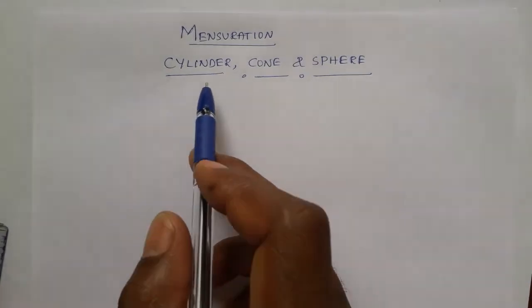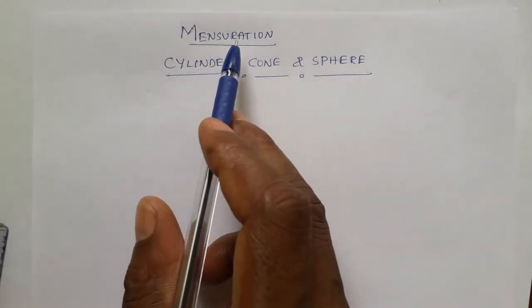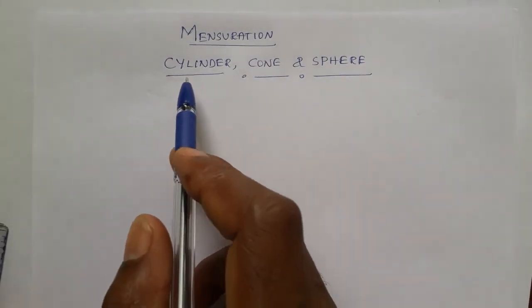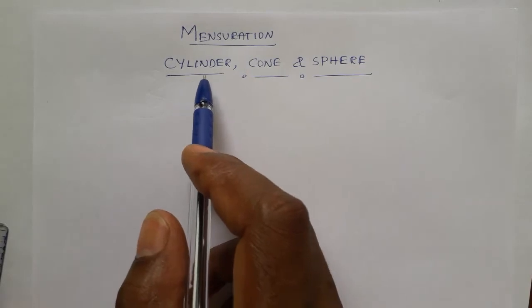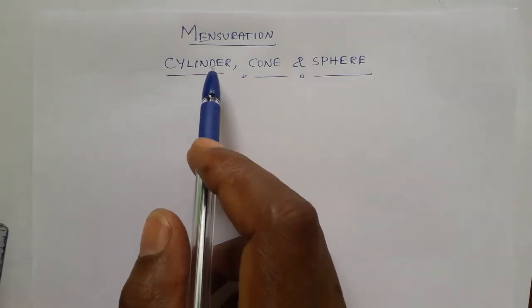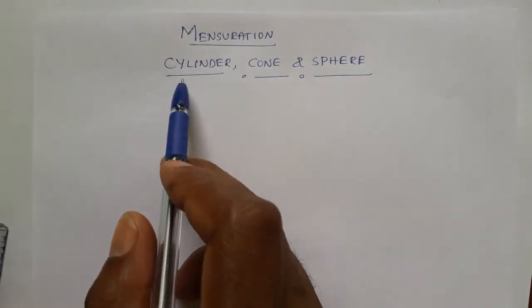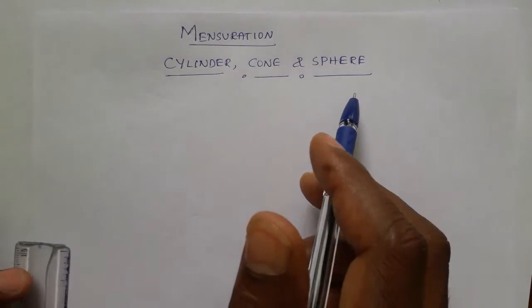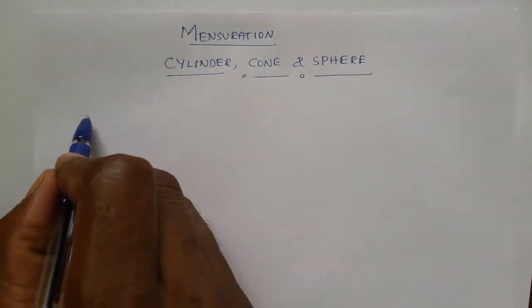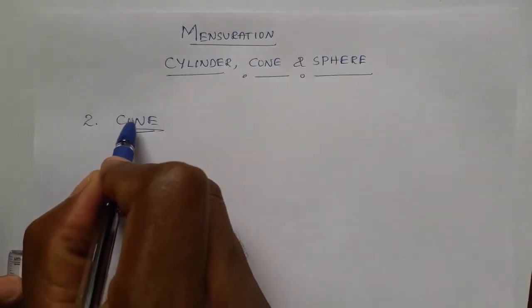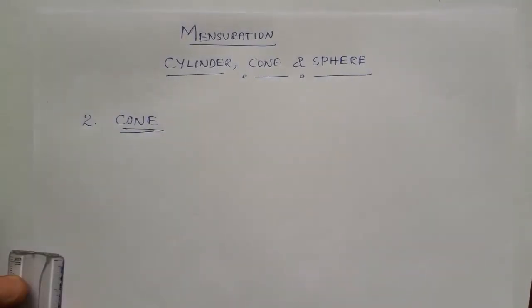In the previous class we studied the meaning of mensuration, two-dimensional figures, three-dimensional figures, and examples. Finally we went to cylinder. In the cylinder we studied briefly about solid cylinder, hollow cylinder, and the important formulas of solid cylinder and hollow cylinder with shape. Today we go to the second diagram, that is cone. Today we'll study about cone and its formula.